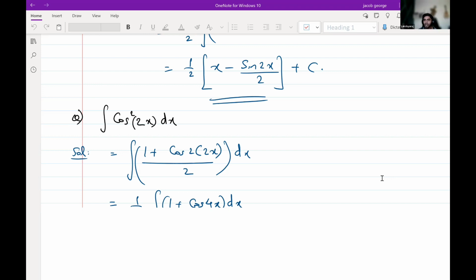So the pattern is clear. We won't need to open up sine 2x or cos 2x, right? No need. The mark is for integration. Okay.